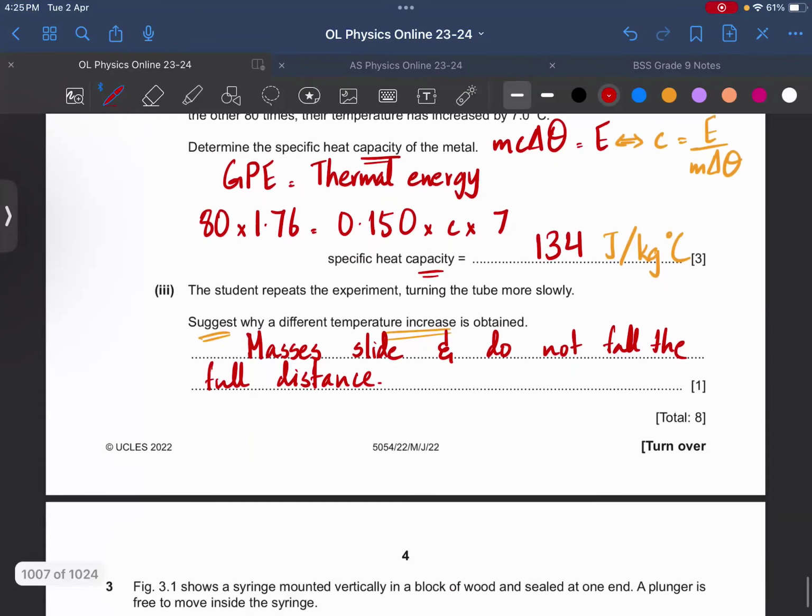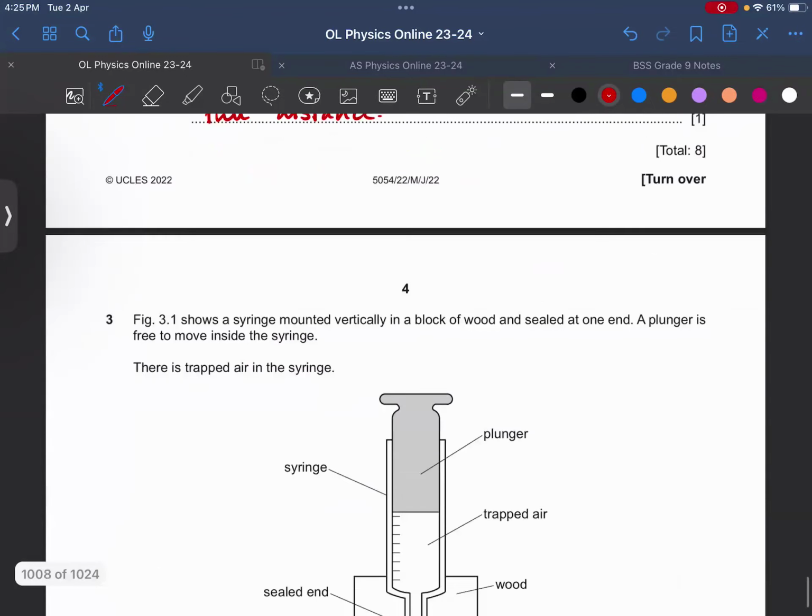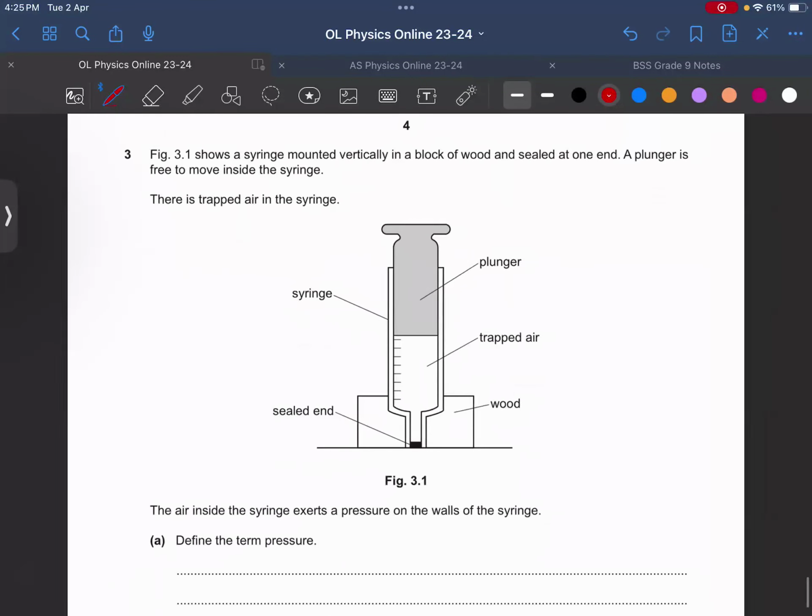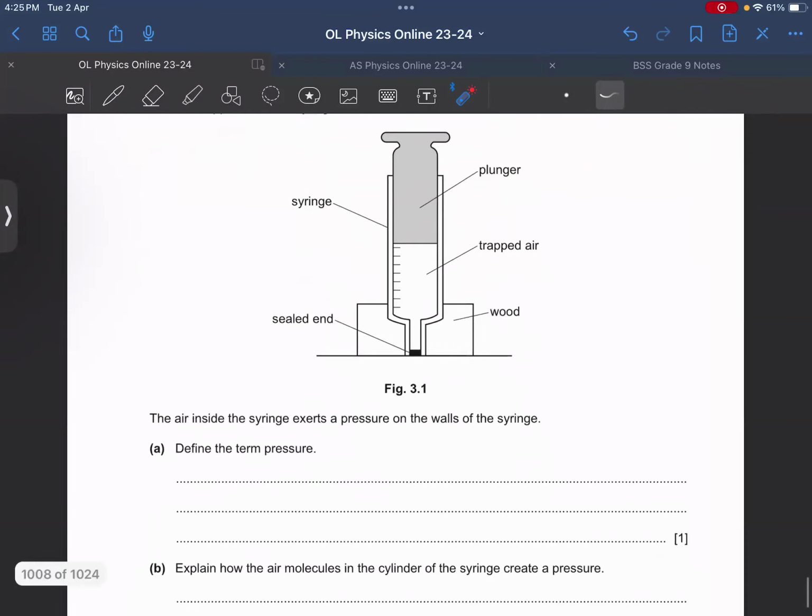All right, 2 is done. Let's move on to 3. 3.1 shows a syringe mounted vertically in a block of wood and sealed at one end. A plunger is free to move inside the syringe. There is trapped air in the syringe. The air inside the syringe exerts a pressure on the walls of the syringe.